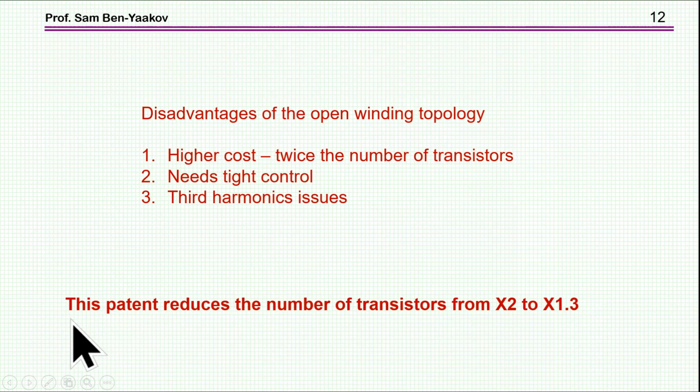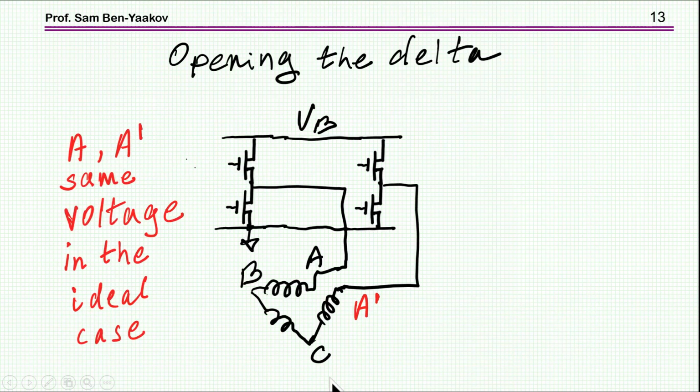So this patent that I'm now explaining is aimed to reduce the number of transistors, and it is doing it by knocking down from times 2 to 1.3, saving 2 half bridges, which is about 30%. So how can we do that? It is easily explained by considering a delta connection. But in this case, I'm opening here this connection here.